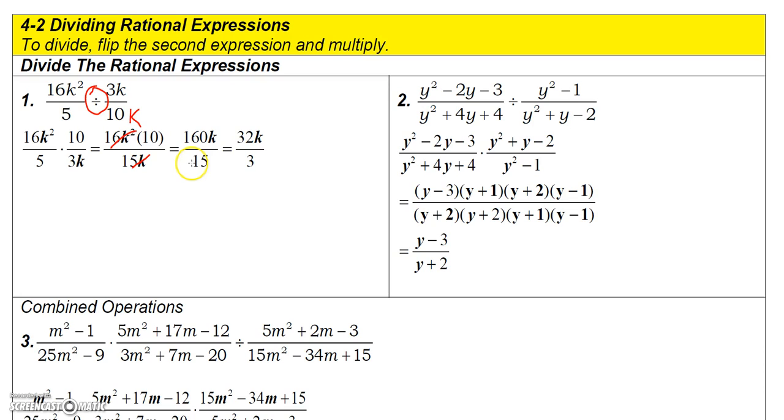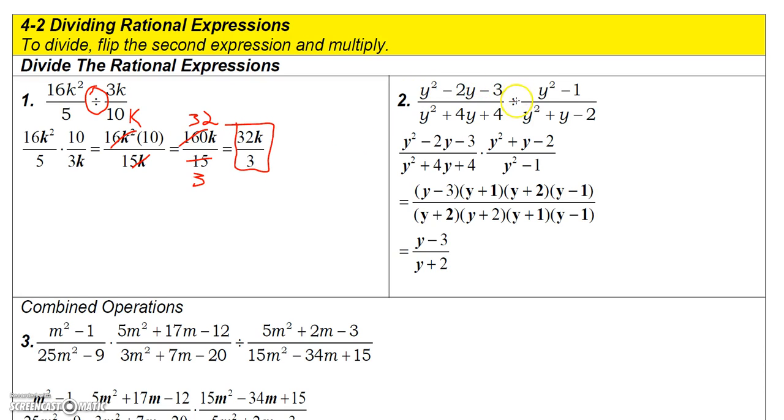over 15. And then all I had to do now is say, okay, well, 15 is the same as 5 times 3, and 160 is the same as 5 times 32. And so if I cancel the 5's, because 5 over 5 is 1, then 5 times 32 over 5 times 3 is just going to be 32 over 3. So with the k, that gives me 32k in the numerator and 3 in the denominator.